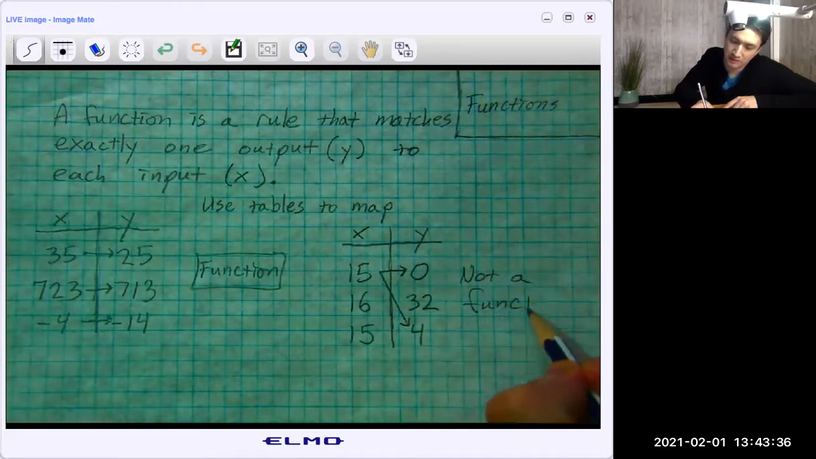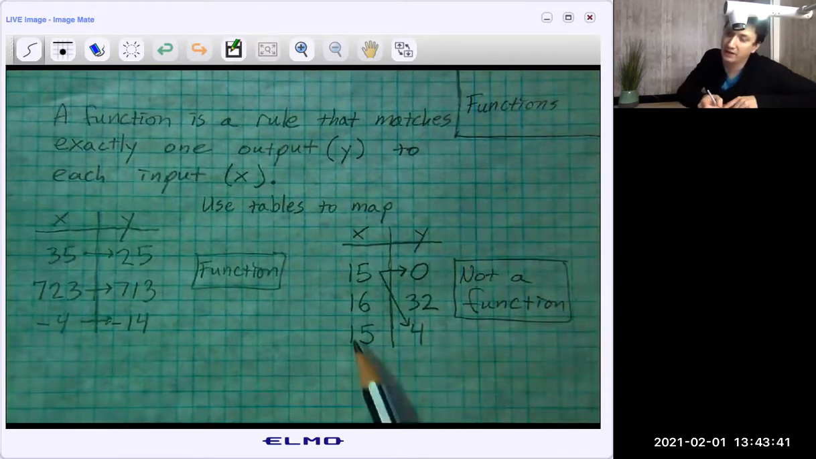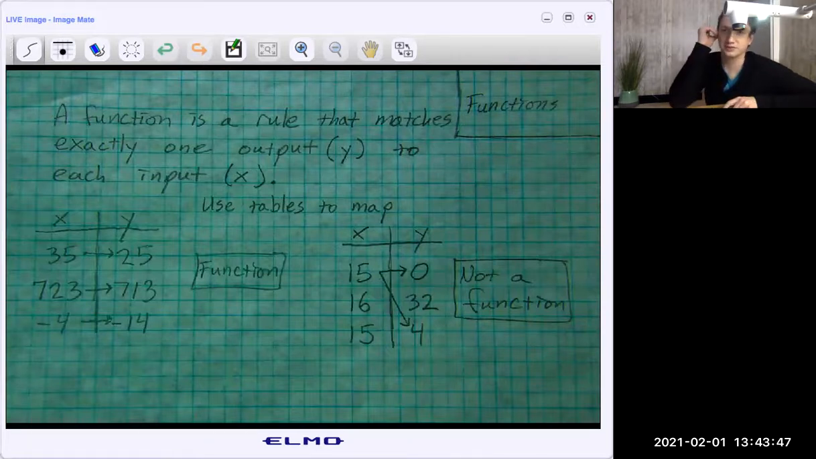And you could show it with a mapping, just like that. And once it fails, you don't have to map all of them. I can just stop there. That's enough to show me, nope, it's not a function. Questions, comments, concerns, wonderings?